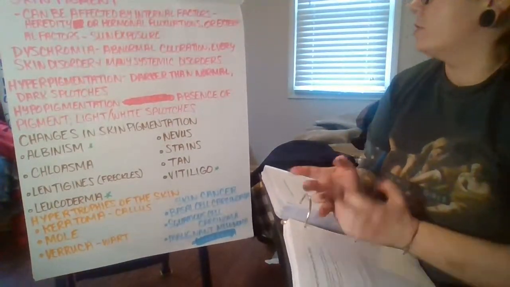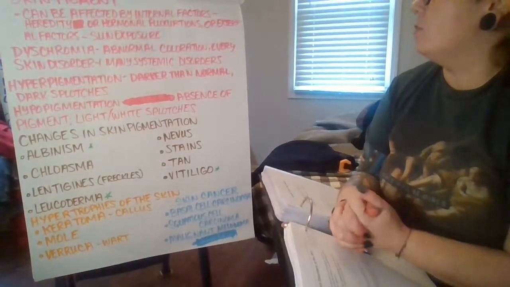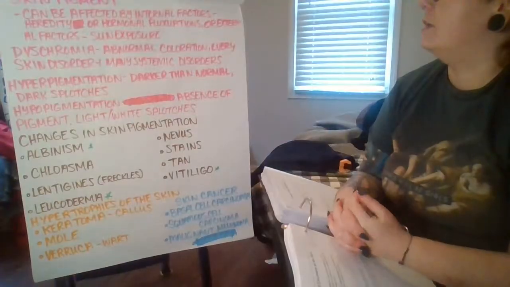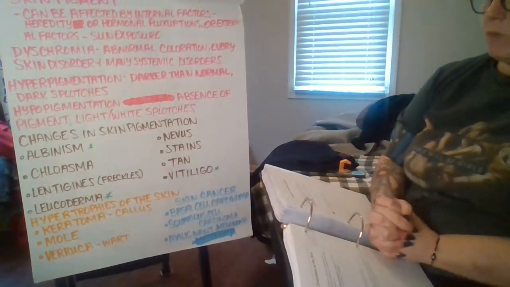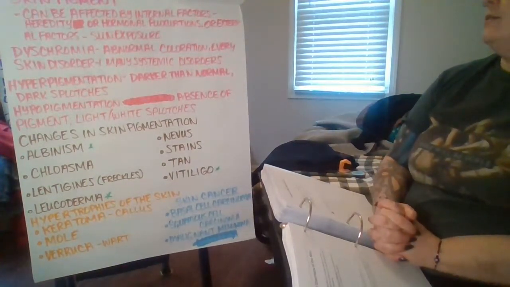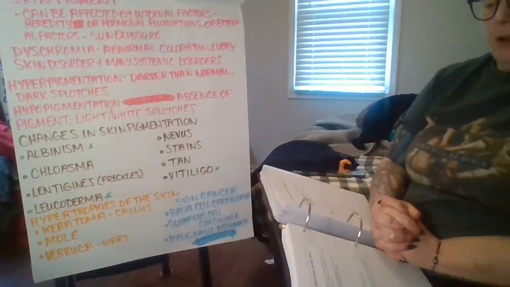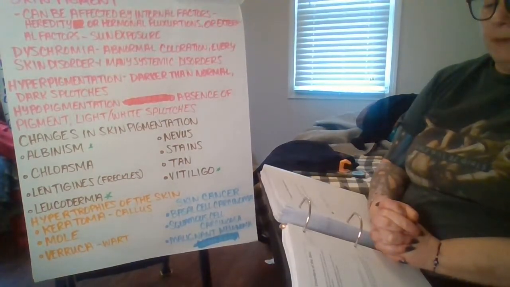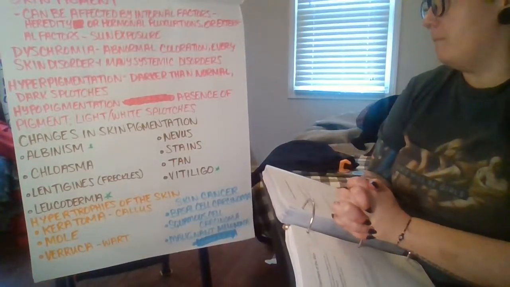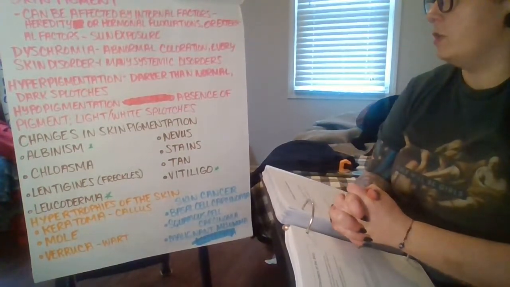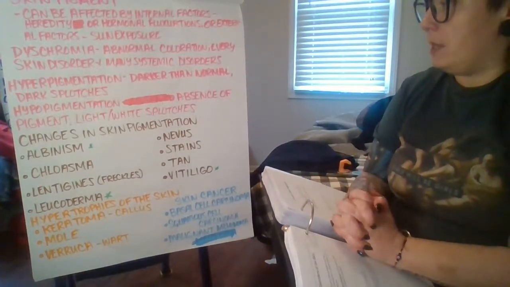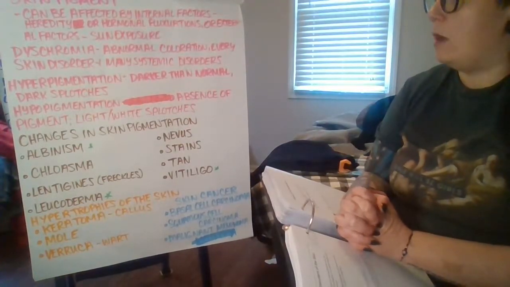Skin pigment. Your skin pigment can be affected by internal factors such as heredity or hormonal fluctuations, or external factors like sun exposure. Dyschromia is an abnormal coloration. Every skin disorder and many systemic disorders are accompanied by dyschromia. Hyperpigmentation means the skin is darker than normal, so you'll have dark splotches. Hypopigmentation is the absence of pigment, so you have light or white splotches.